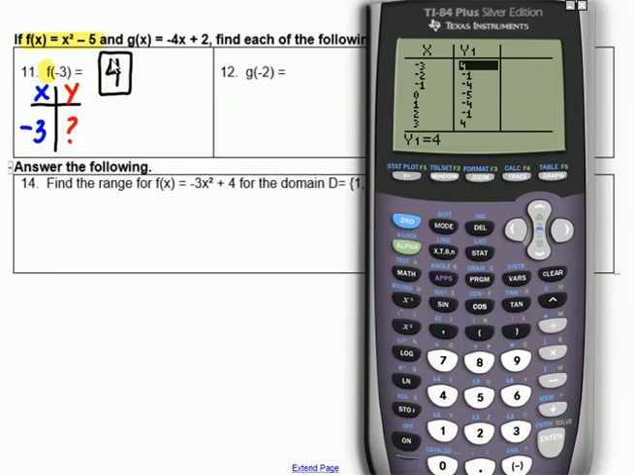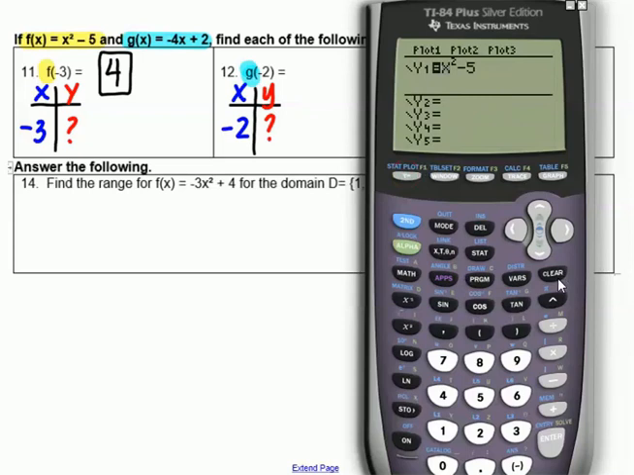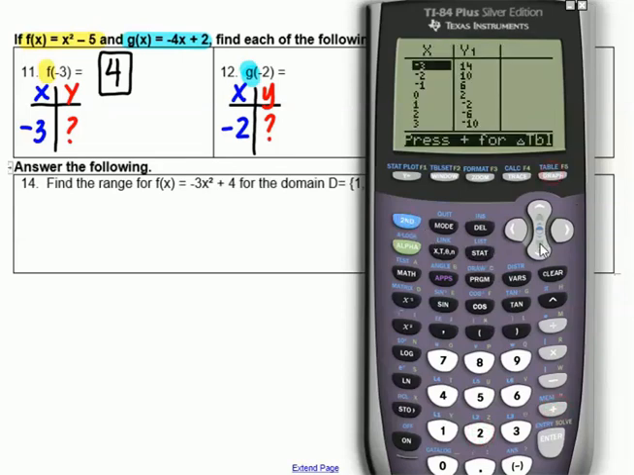For number 12, g of -2 equals literally means what is the output y when the input x is -2 using function g. g of x has a different equation. So I'm going to go back to y equals and type in negative 4x plus 2. Now I go to my table and find when x is negative 2, the output is 10.